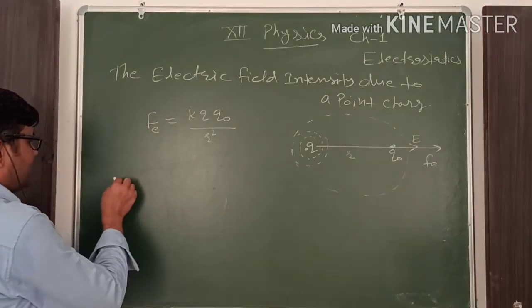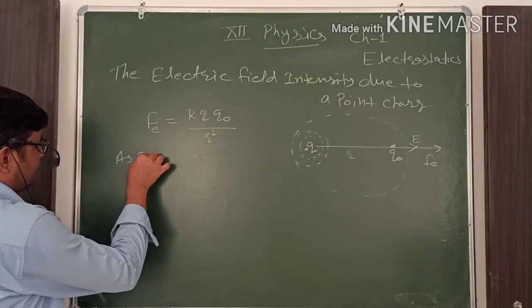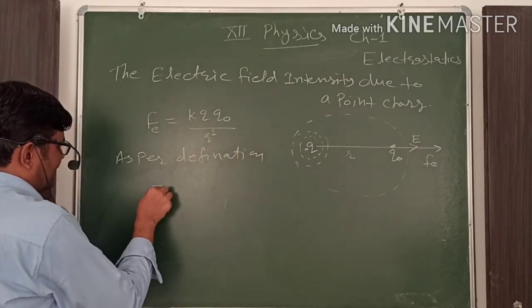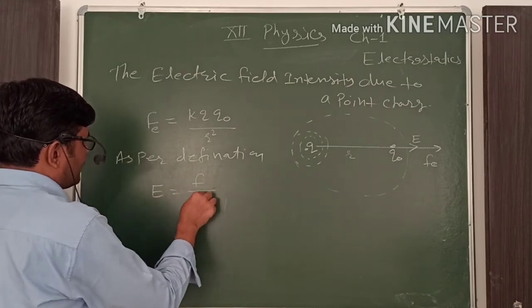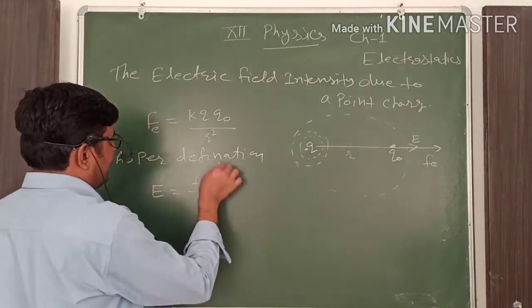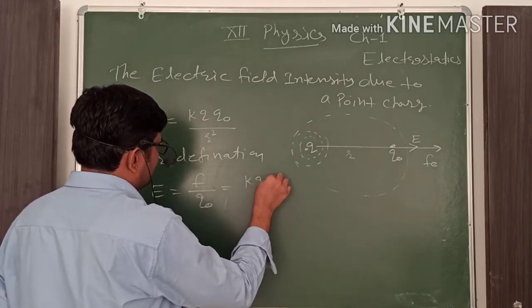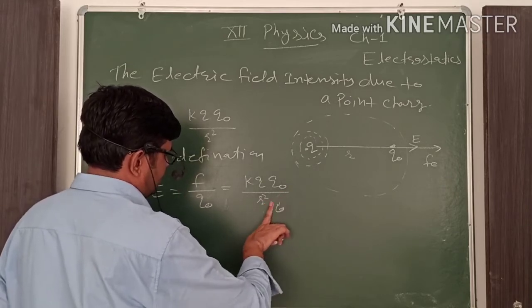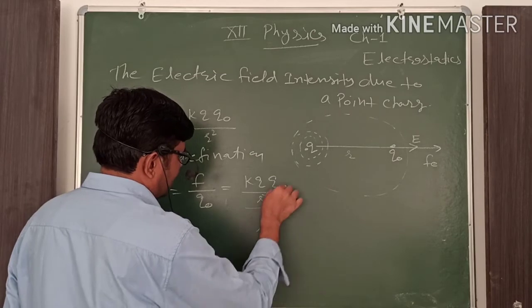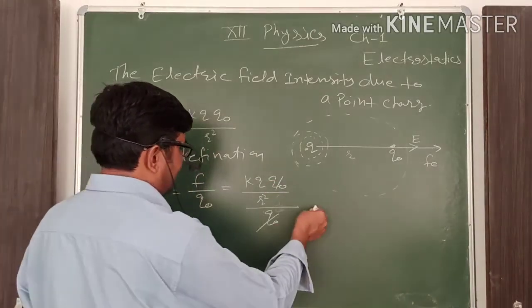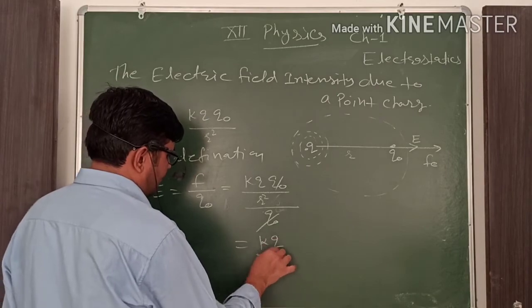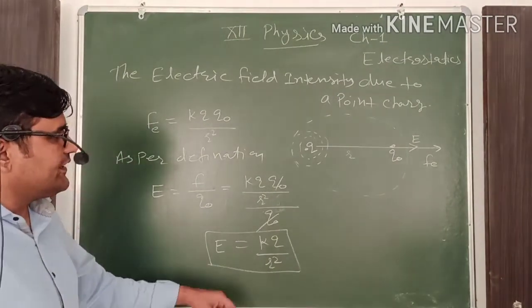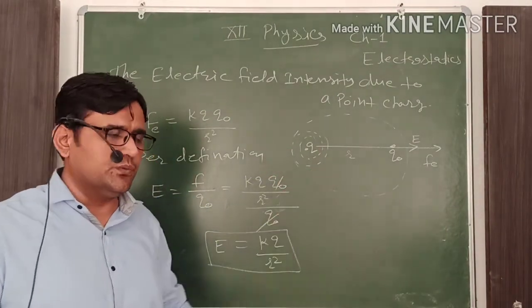Now the electric field formulation, as per definition: the electric field is equal to F upon Q naught. Now the value of F is K Q Q naught upon R square, divided by Q naught. Q naught cancels out with Q naught, and we get the value KQ upon R square. It is the magnitude of the electric field due to that particular point charge Q.